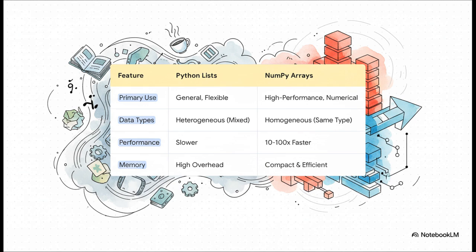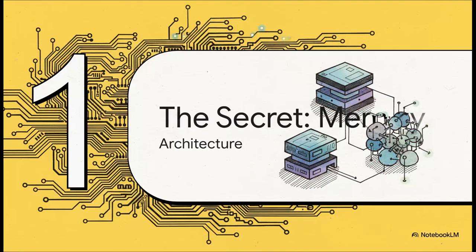NumPy arrays, on the other hand, they're specialists. They have one strict rule. Everything inside must be the same data type. And in exchange for following that rule, they give you pure, blistering speed. So where does this incredible speed actually come from? Well, it's not magic. The secret is all about architecture. It's about how these two structures physically organize data in your computer's memory.